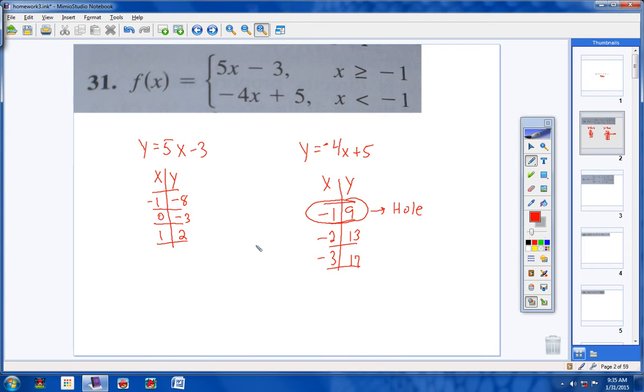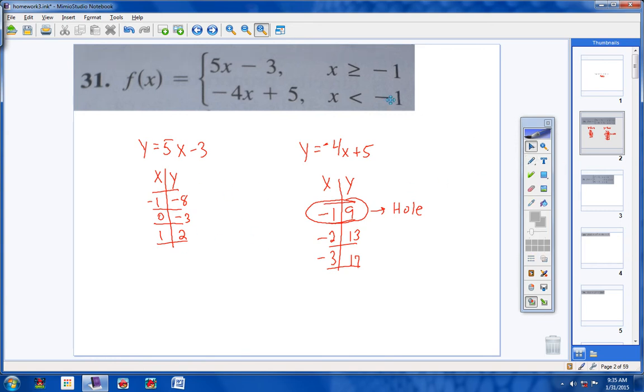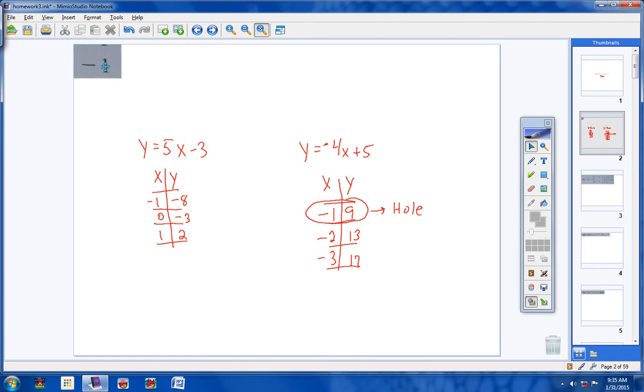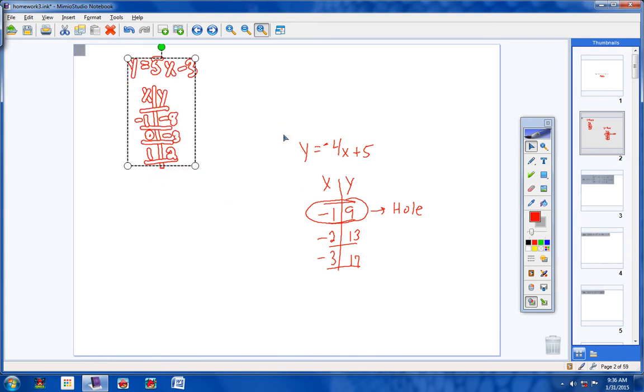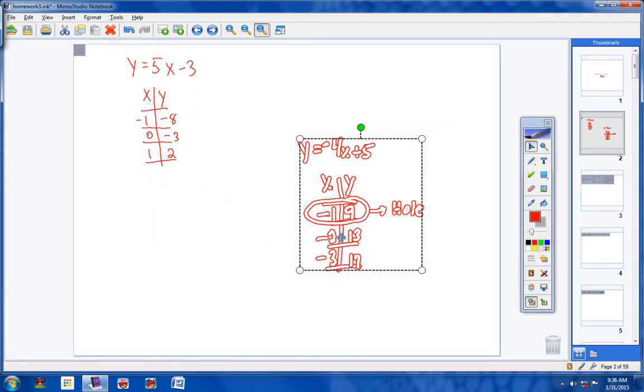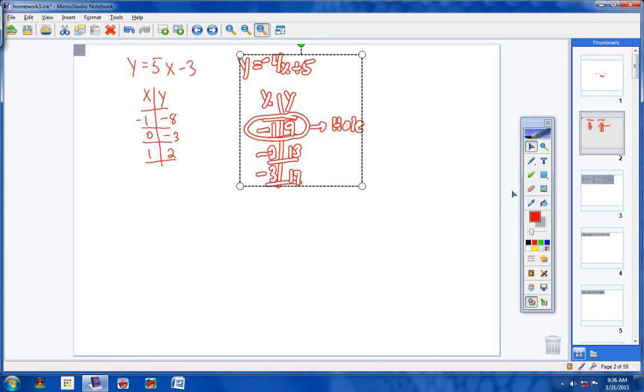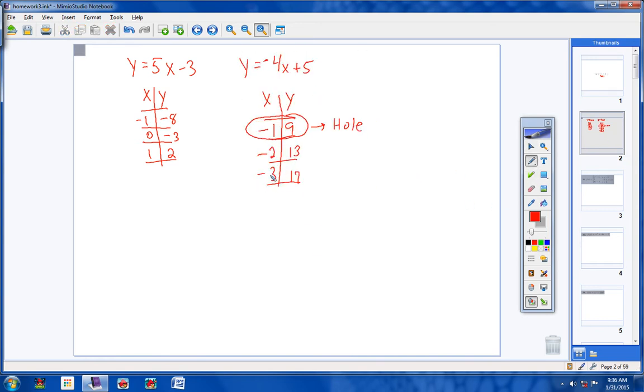Okay, so the reason I did all these for students is it kind of gives you an idea of how big or small you want to draw your coordinate planes. Your x values are going to range from negative 3 all the way to positive 1. Your smallest x value is negative 3, and your greatest x value is 1. For your y's, that's a little different. They're going to range all the way from negative 8 as your smallest all the way to 17. So we're going to need a pretty long y-axis.